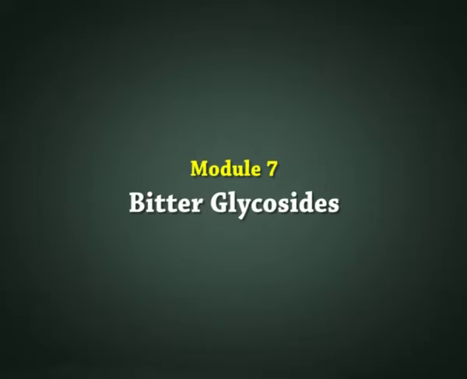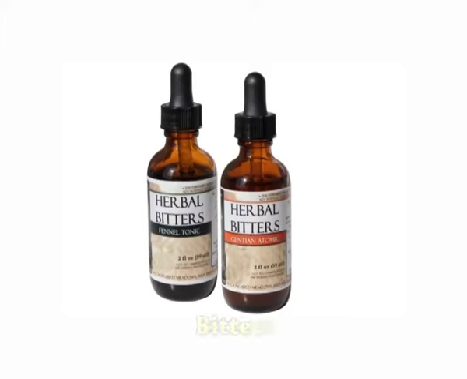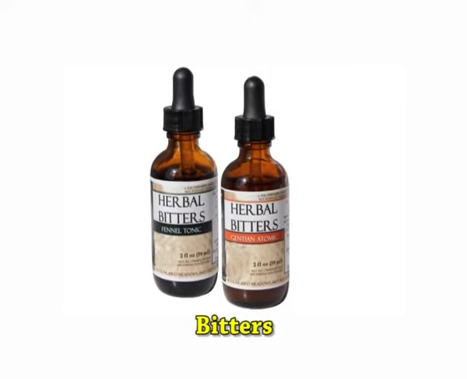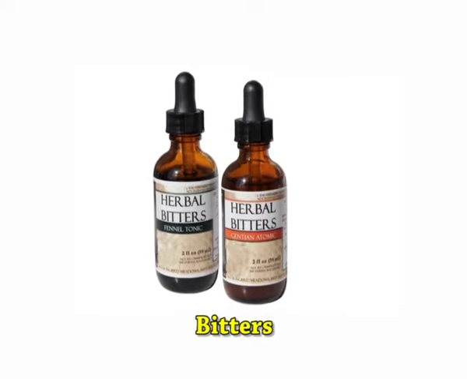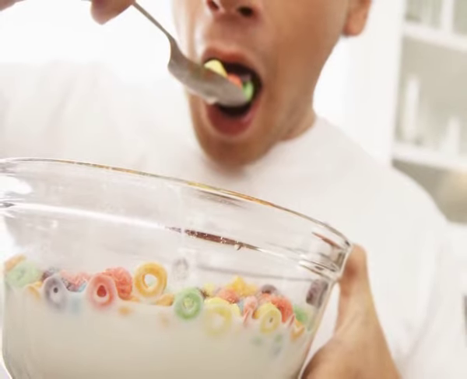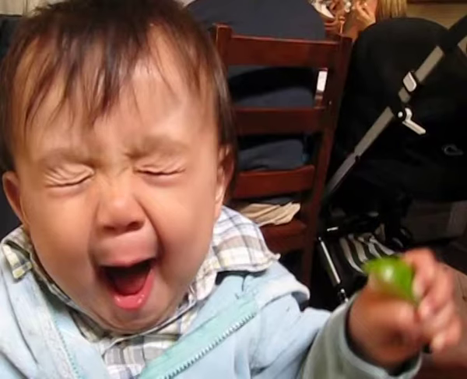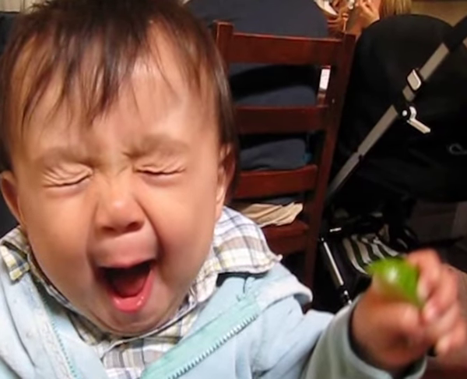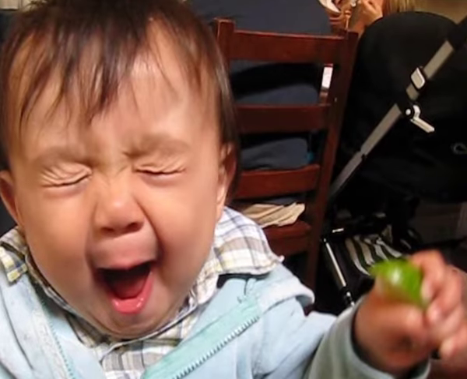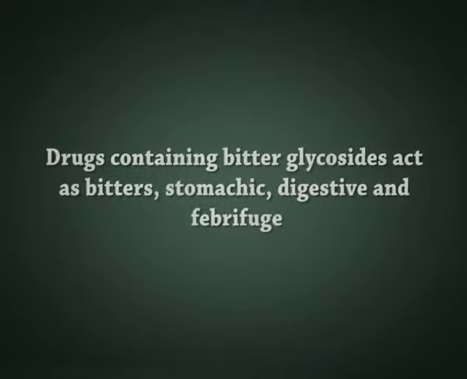Now we have the last module, talking about the bitter glycosides. Bitters are substances of natural origin whose alcoholic extract, if taken before a meal, helps in improving the appetite. They are usually bitter in taste but are safe for consumption. They are generally used as stomachic and digestive substances, while some of them are also used as sedative and tonic for the stomach. Drugs containing bitter glycosides act as bitters, stomachic, digestive and febrifuge.